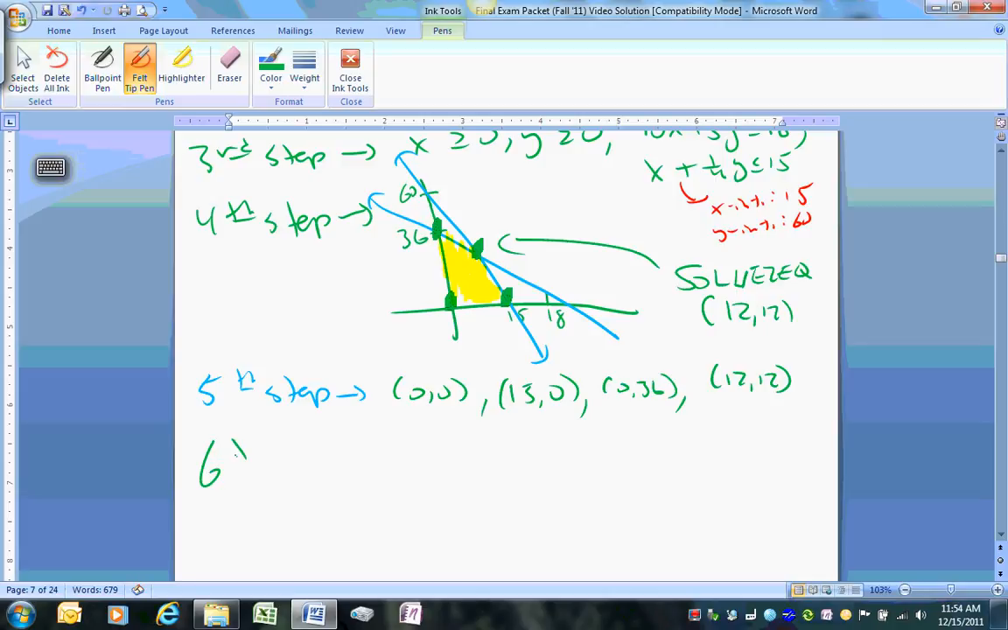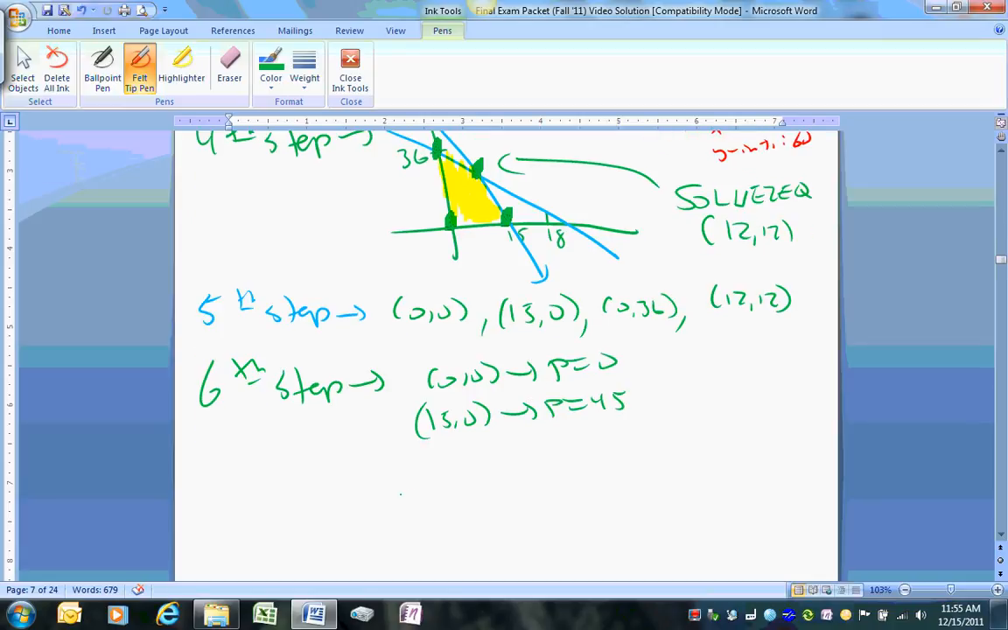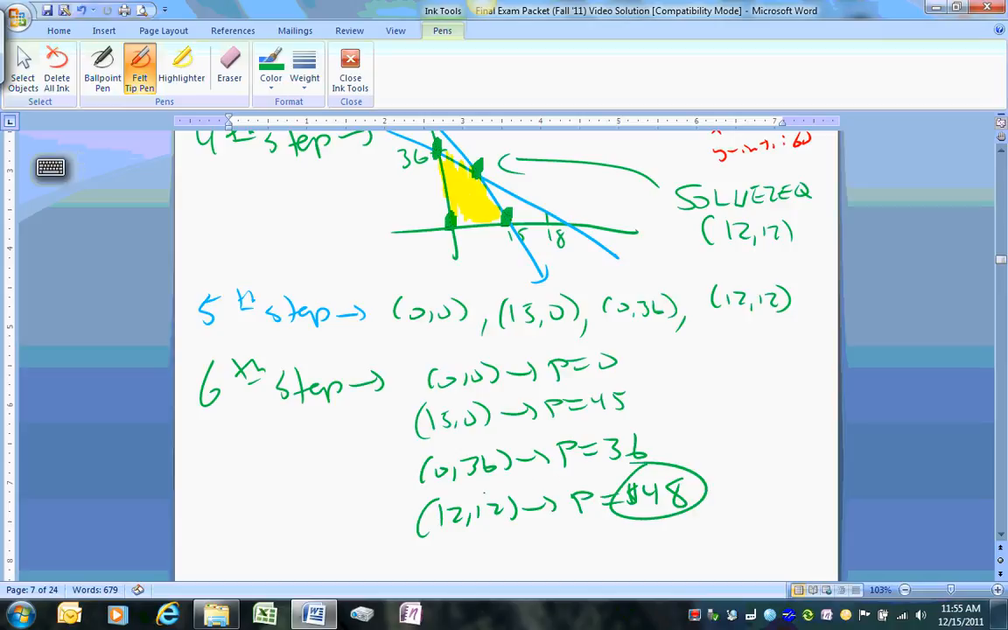And then the sixth step is to plug into the objective function. So 0, 0 gives you a profit of 0. 15, 0 gives you a profit of 45 bucks. 0, 36 gives you a profit of 36. And 12, 12 will give you a profit of $48. And so that's the answer. Sell 12 jars of each to make 48 bucks.